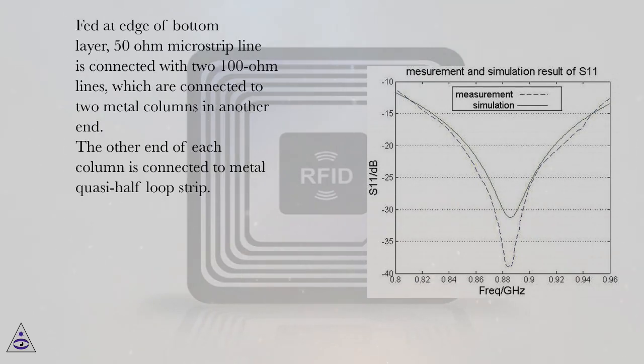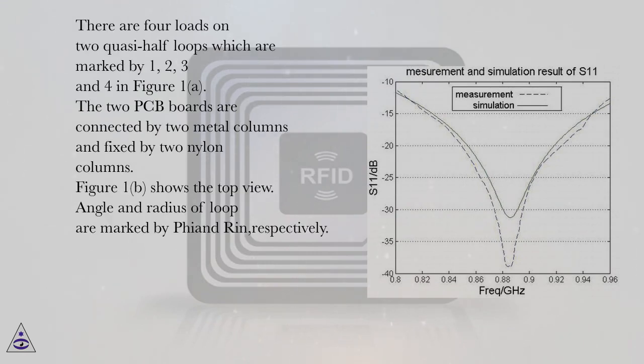Fed at the edge of the bottom layer, a 50 ohm microstrip line is connected with two 100 ohm lines, which are connected to two metal columns at the other end. The other end of each column is connected to a metal quasi-half loop strip. There are four loads on the two quasi-half loops, which are marked by 1, 2, 3 and 4 in Figure 1a. The two PCB boards are connected by two metal columns and fixed by two nylon columns.